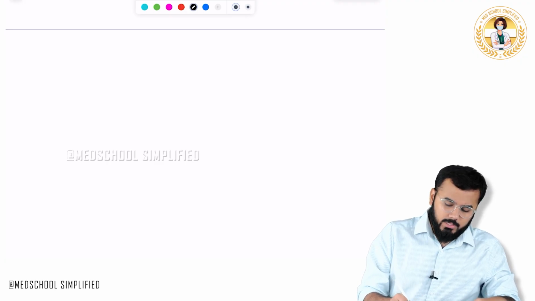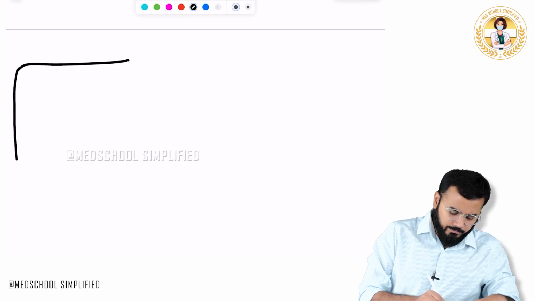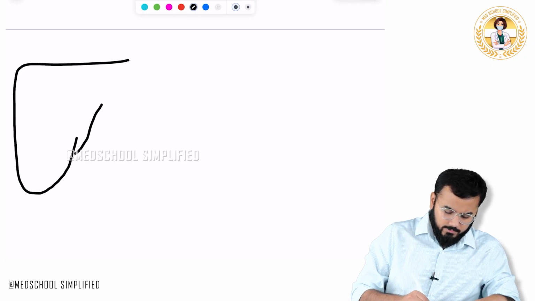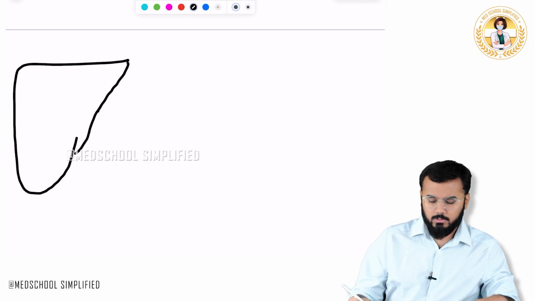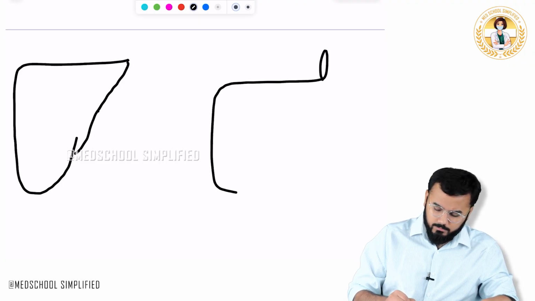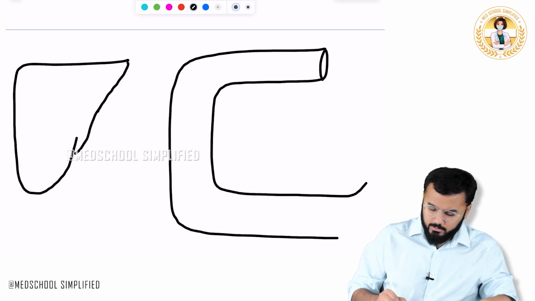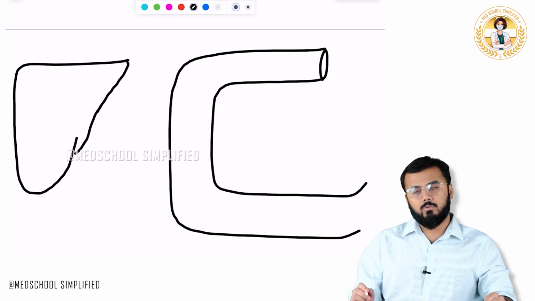So one very important thing you should know before that is that here we have got our liver. This is our liver. Okay. And second important thing is that here you have got your duodenum. All of you know that the duodenum is C-shaped, right? So this is the duodenum which we have got over here.